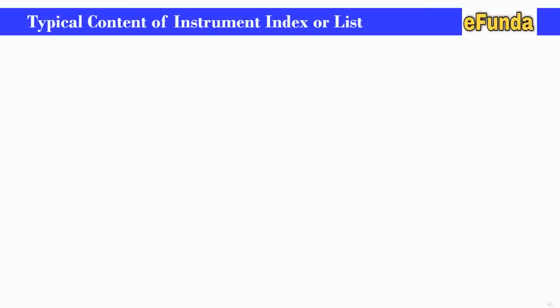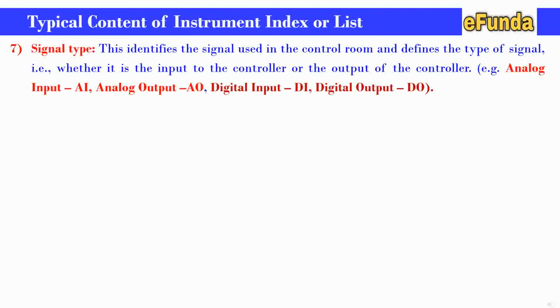Moving on to signal type, this identifies the signal used in the control room and defines the type of signal. That is, whether it is an input to the controller or an output from the controller. Example: analog input AI, analog output AO, digital input DI, digital output DO.